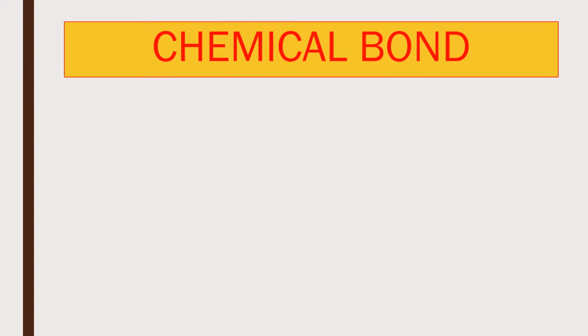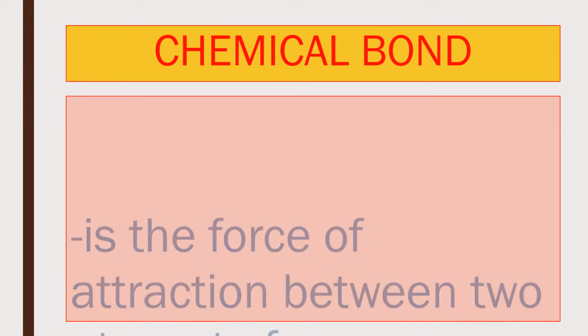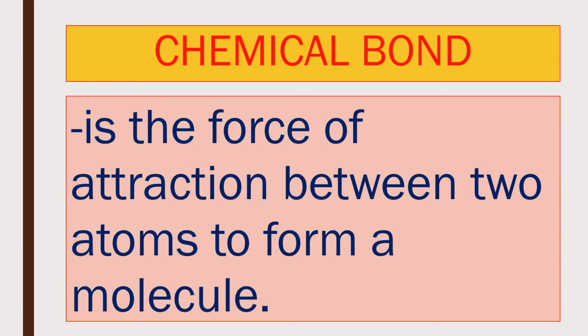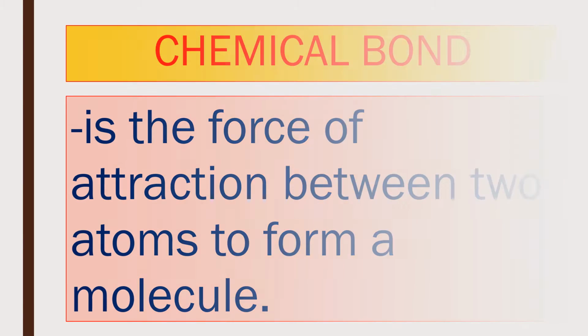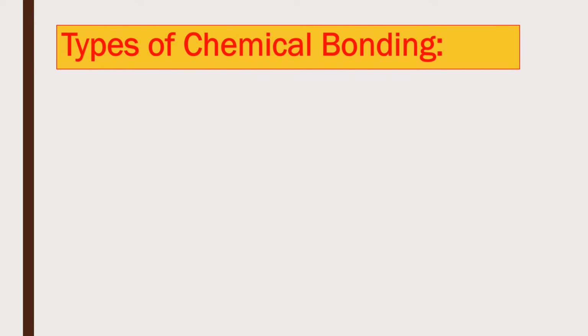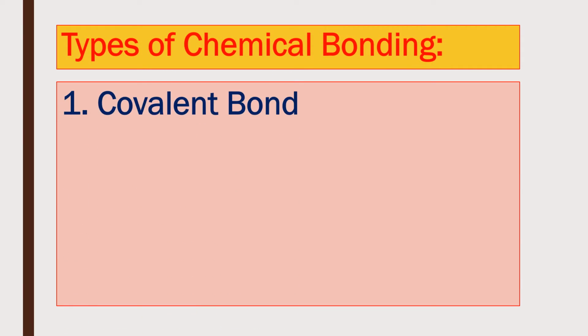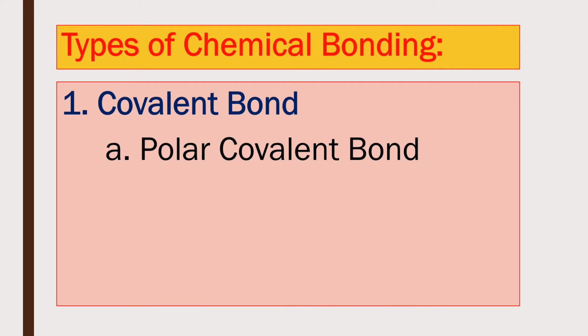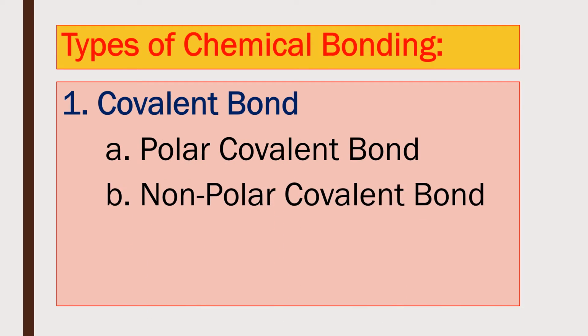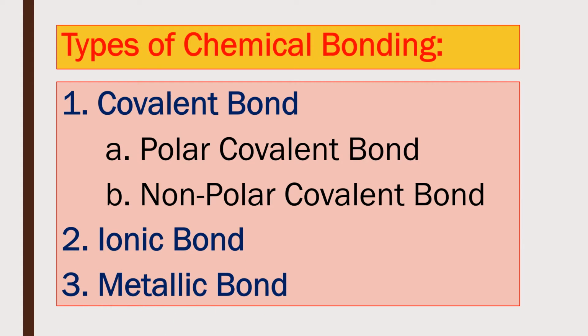Chemical bond is the force of attraction between two atoms to form a molecule. Types of chemical bonding. 1. Covalent bond. A. Polar covalent bond. B. Non-polar covalent bond. 2. Ionic bond. 3. Metallic bond.